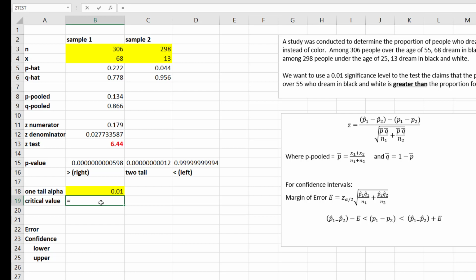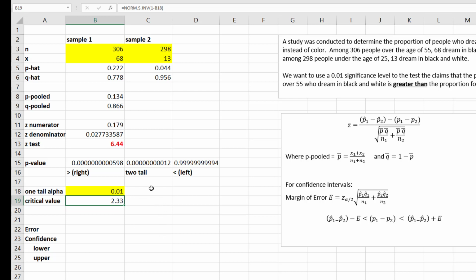Then how do I look up my critical values? Well, I can either look them up in a table, my Z table, or I can set up a formula so I never have to do this again. In this case, looking up the 0.01, remember you're actually looking up 0.99, 1 minus that value. All right, so I get 2.33.